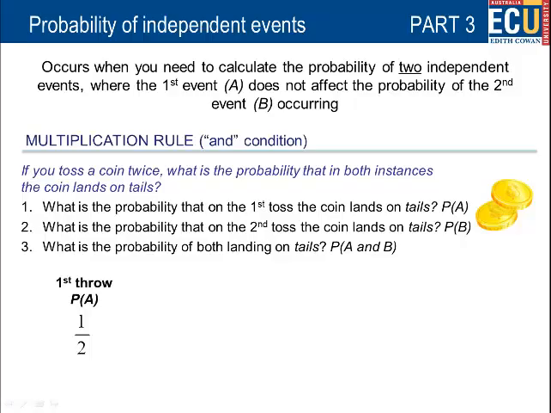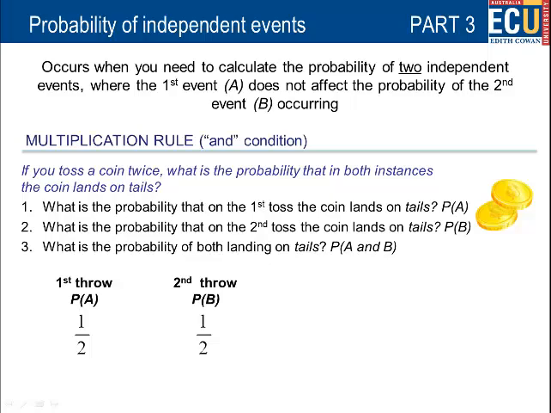What is the probability that on the second toss the coin lands on tails? Again, we know that there are two sides to a coin, so this becomes our denominator, and that there is only one tails on a coin, and this becomes our numerator. Therefore, the probability of landing on tails in our second throw is 1/2.